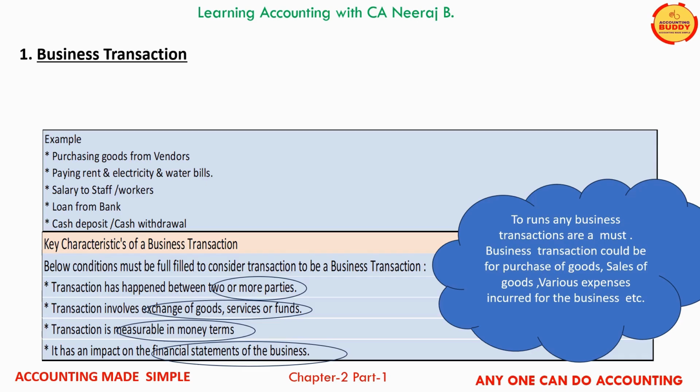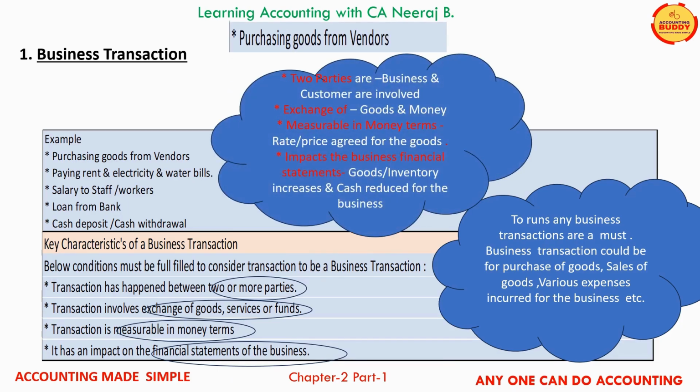Let us now understand the term business transaction with an example. The 5 transactions displayed on your screen are examples of business transactions. Now, if we analyze the transaction of purchase of goods from vendor displayed on your screen, there are two parties involved, business and vendor. There is an exchange of goods and money between the vendor and the business. The transaction is measurable in monetary terms.